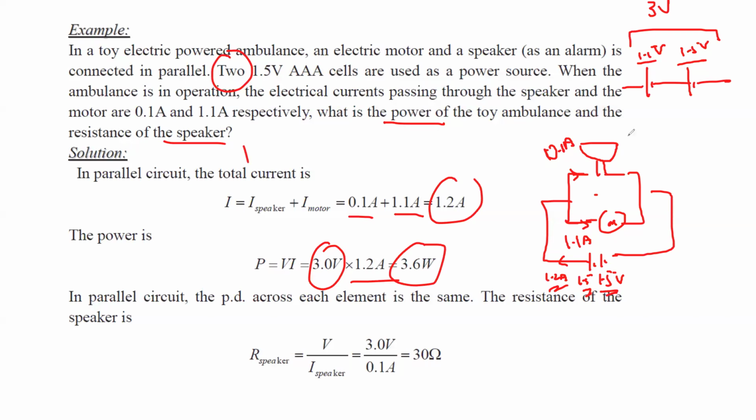Then we need the resistance of the speaker. The speaker is connected in parallel, so it will have 3 volts, and the motor will also have 3 volts. If we have the voltage and current, we use the formula V equals IR. So the resistance equals voltage divided by current. The voltage is 3 and the current is 0.1. So 3 divided by 0.1, we get 30 ohm as the resistance of this speaker.